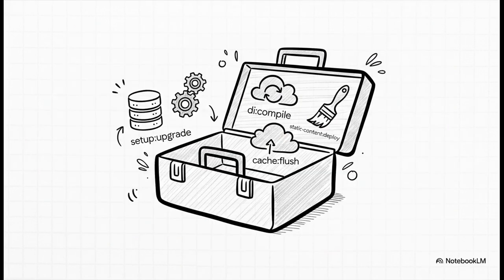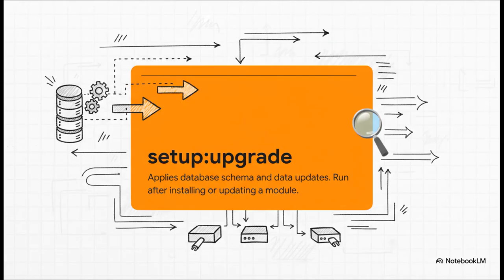Okay, before we jump into building our shiny automation solution, let's do a quick refresh on the tools we're about to automate. Each of these commands is vital, they all have a job to do. So let's do a quick and dirty breakdown of the usual suspects you're running all the time. First up, setup:upgrade. This is your go-to command anytime you've installed a new module or you've made changes to the database schema. It goes through, checks all the module versions, and applies any needed updates to your database.